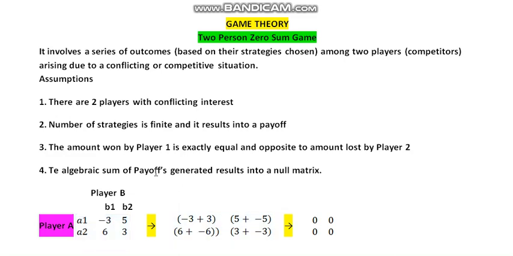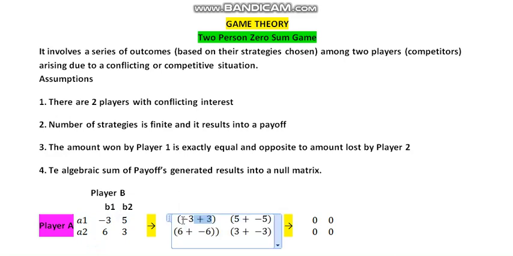Remember that. Okay. So here in the third assumption, the amount won by one player is exactly equal and opposite to the other player. That means here player A is on the left hand side. So we will write the payoff for the player which is on the left hand side, right? So if we write here -3, that means player A is losing by -3 amount. So basically what it means here is player B will be gaining here by +3 amount. Okay, so here it is, we can write it like this.